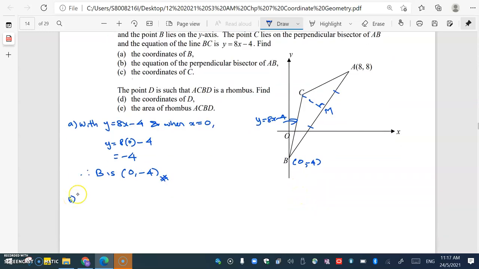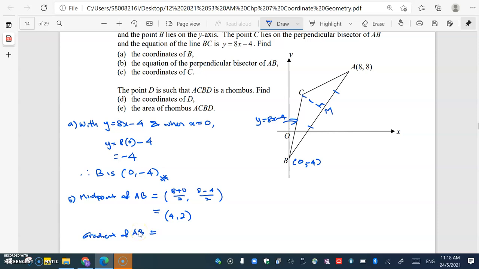In part B, let's first find the midpoint of AB. To find the midpoint is to take the average of the coordinates. So we have (8 plus 0) divided by 2, and then (8 plus negative 4) divided by 2. So the midpoint in this case will give you (4, 2). Knowing the midpoint, let's find the gradient of AB first, so that we can find CM.